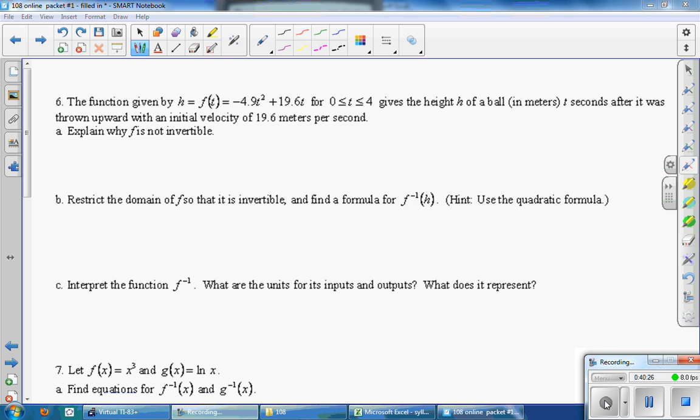Okay, so we mentioned this earlier, but a giveaway for a lack of invertibility is the squared. And oftentimes when you have something squared, you will be able to find two different values of the input that give the same value for the output.